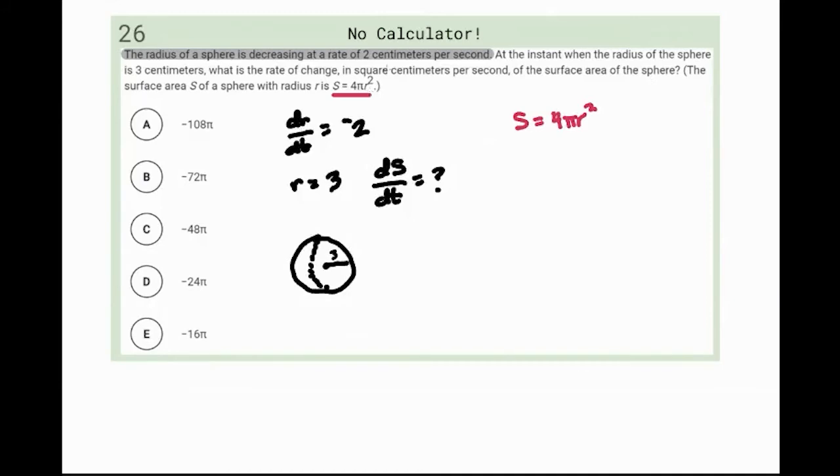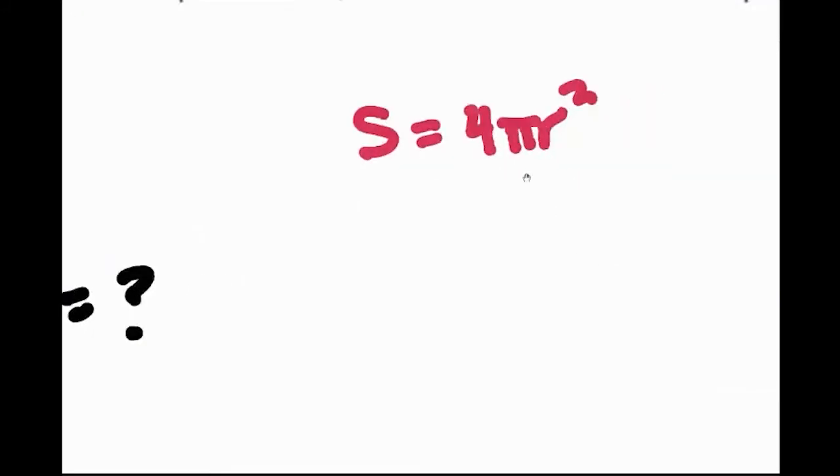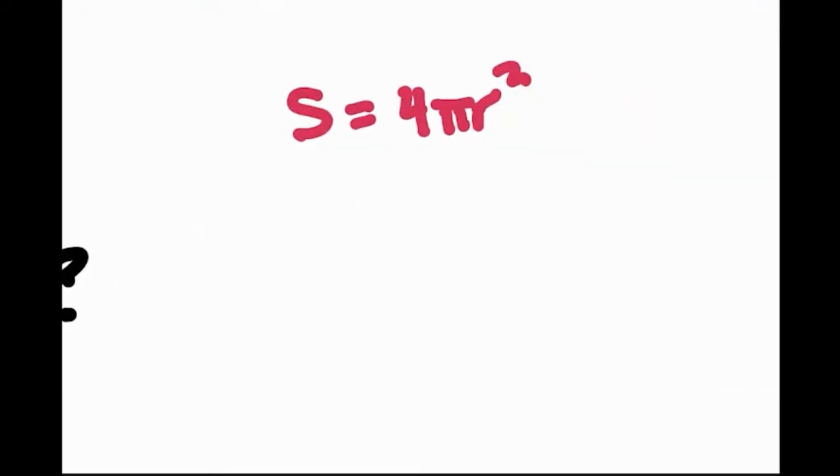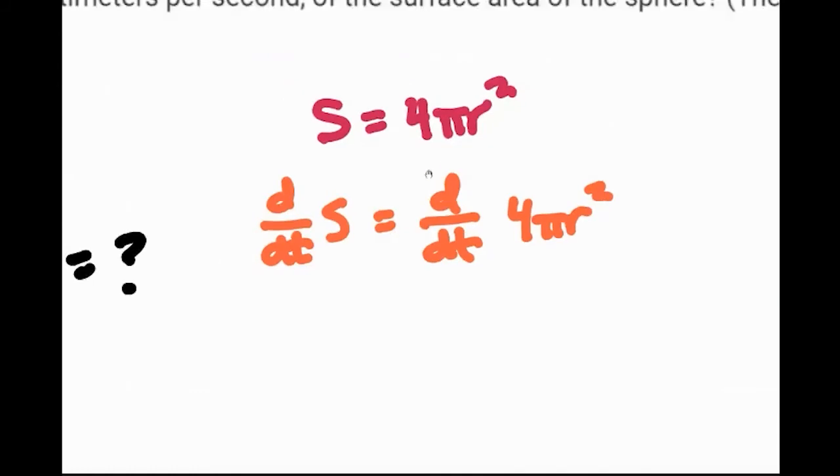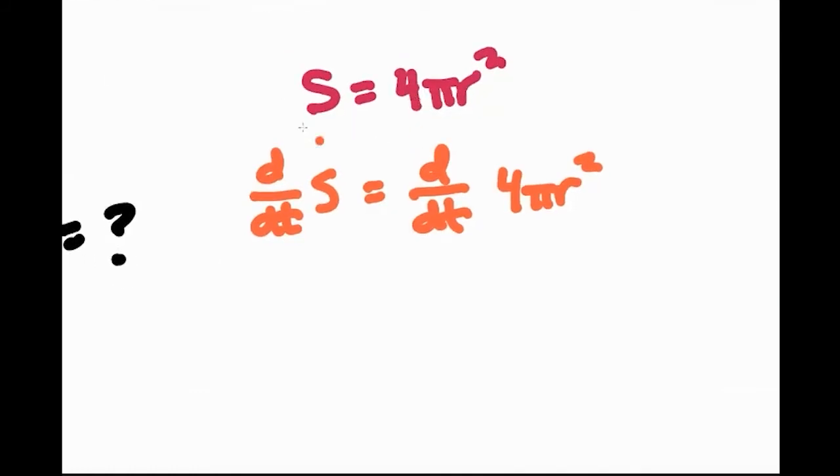The next step from here, from this red step, would be to create the related rates equation. So what we're going to do here is we're going to do d over dt of both sides. So we're going to do d over dt of s, and we're going to do d over dt of 4 pi r squared. Step 2, after you drew the picture and wrote the givens, that was step 1. Step 2 is this red step right here, that's the related equation. The orange step is the next step where you make a related rates equation.